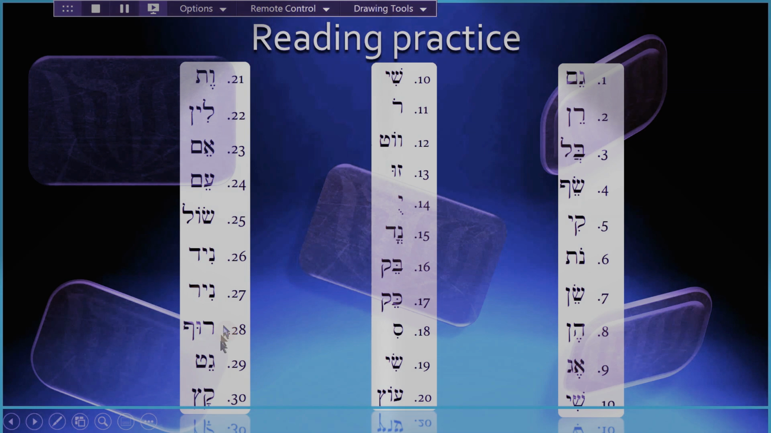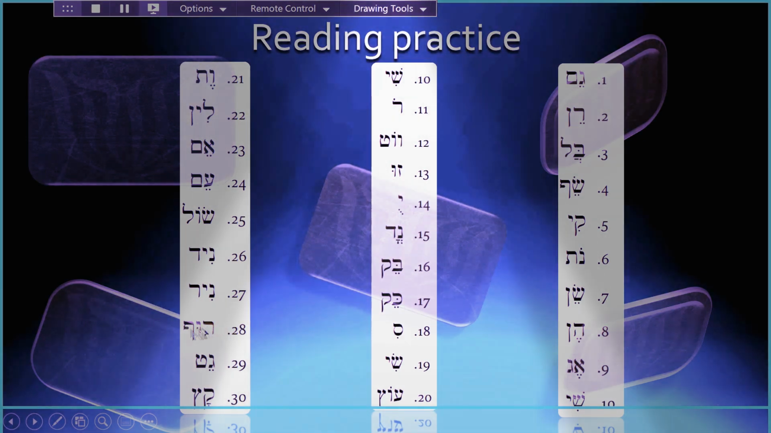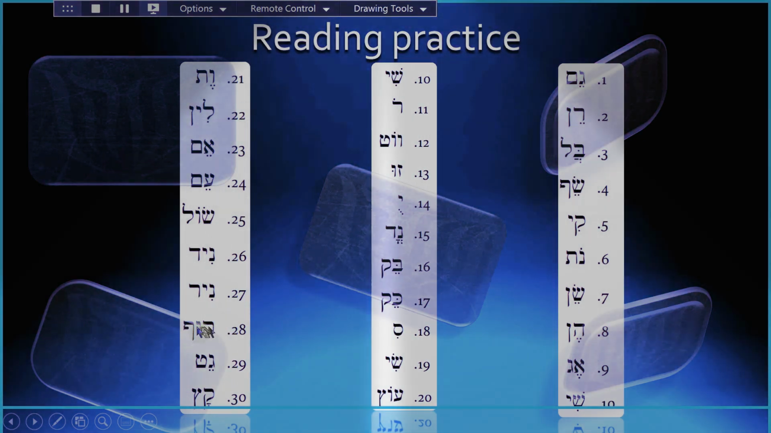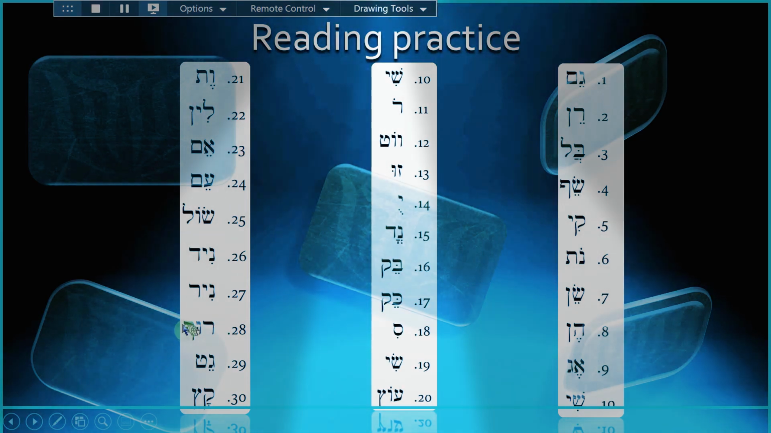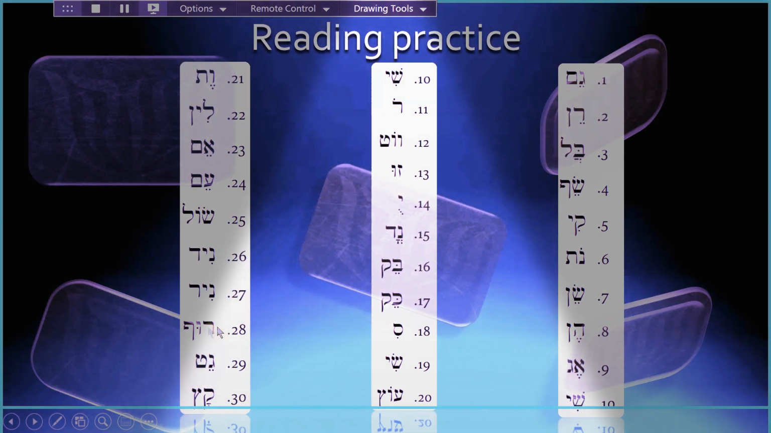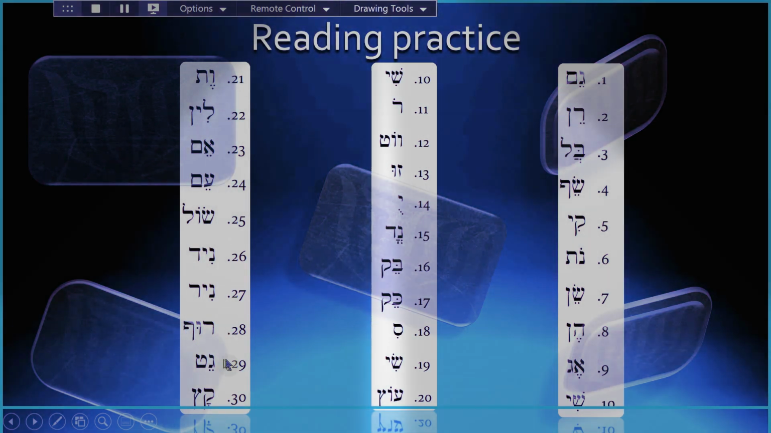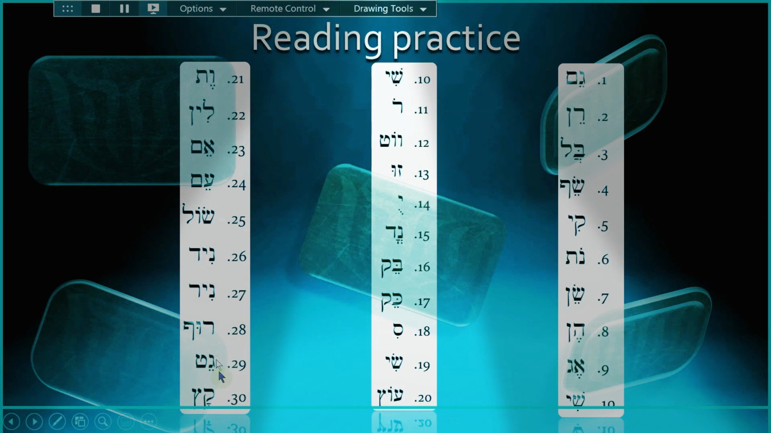Kneel. Number 28, roof. Roof is not on fire. Number 29, gate. Number 30.